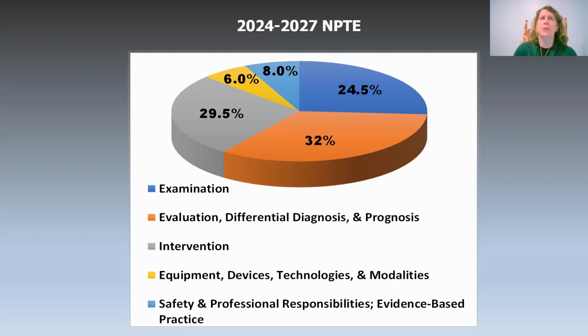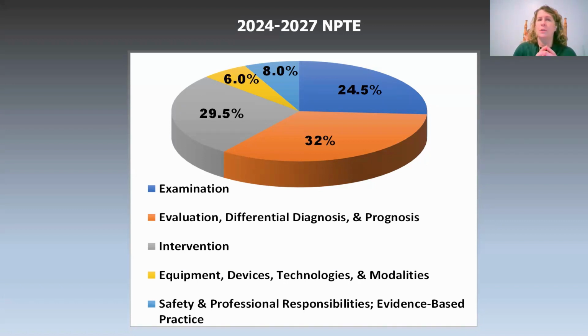But if I said to you, okay, you did the Berg and they scored a 40, what are you going to do? That's evaluation. Evaluation is, do you understand what the results of your test and measures mean? Okay. So whenever you're studying your exam stuff, be thinking, well, what would a positive on this special test mean? What other special tests might I have to do? What is the result of this outcome tool? What does that mean?